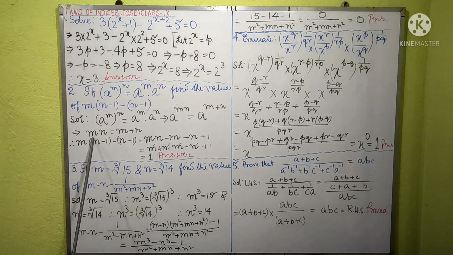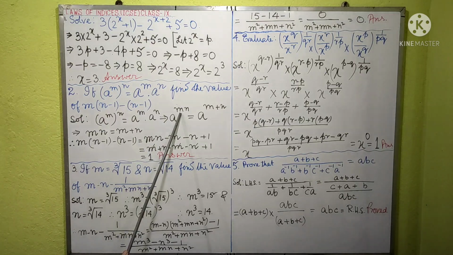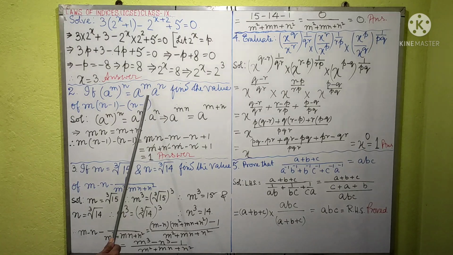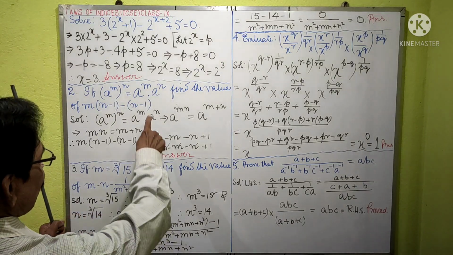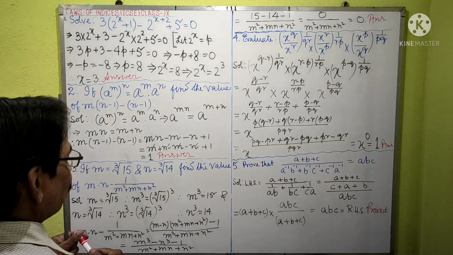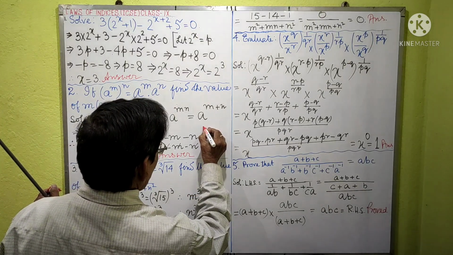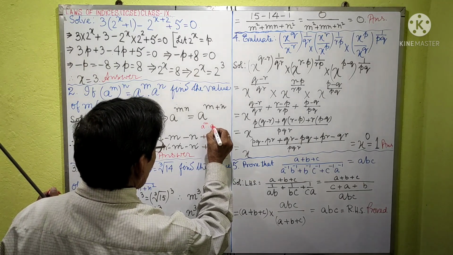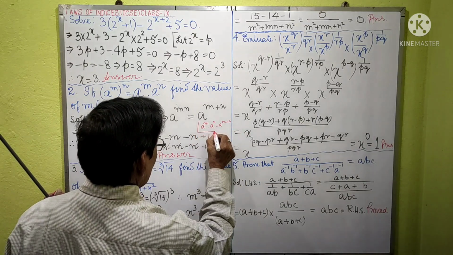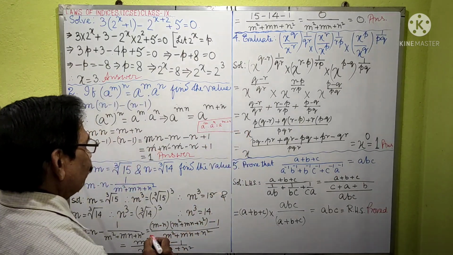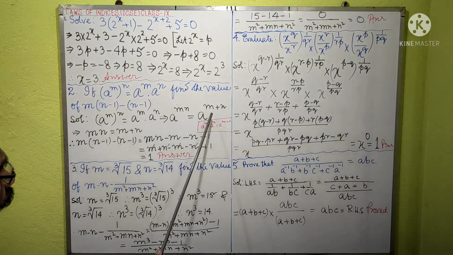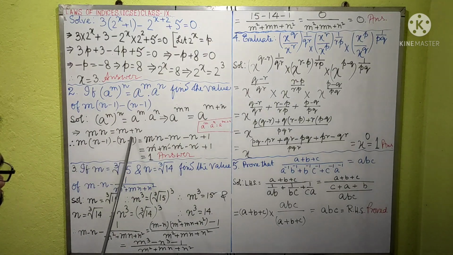Therefore, a to the power m into a to the power n equal to a to the power m plus n. That is, m into n equal to m plus n.